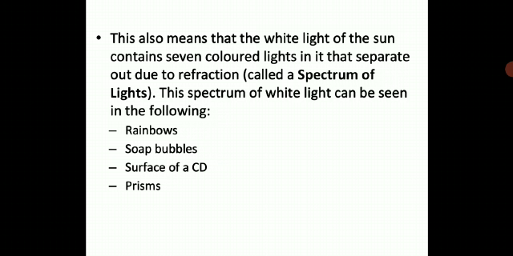You can see it in soap bubbles. When you blow bubbles with the help of the soap solution, you must have tried this. When you're playing with the soap bubbles, you will see seven colors of the light, white light splitting into seven colors. You can see it on the surface of a CD. It's a highly reflecting surface. And you can see it in a prism, a white light passing through a prism will split into seven colors. So these are all the places where you will see the splitting of the white light into seven colors. That means you will see the spectrum of white light. I hope this is clear. Please take this down in your notebook.